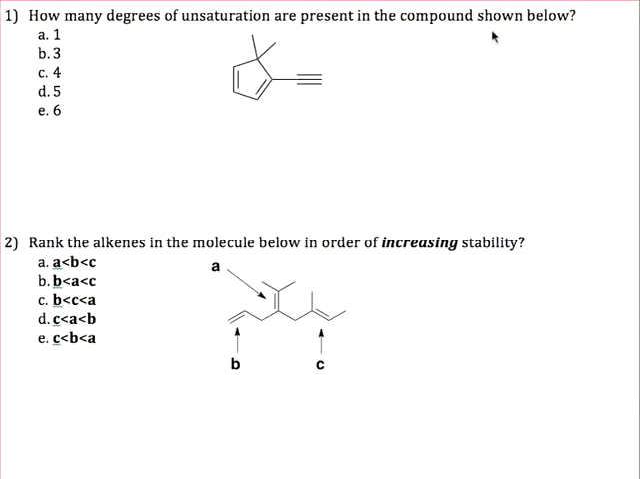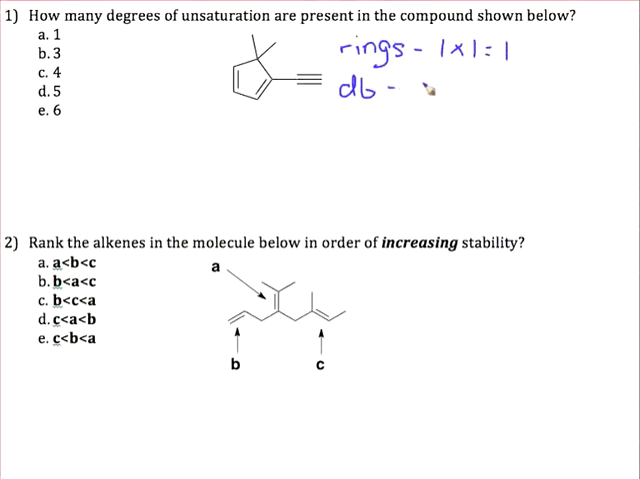The first question asks us about calculating the degrees of unsaturation. To do this, you have to know that for the unsaturations we look at rings, double bonds, and triple bonds. So rings count as 1 degree of unsaturation. So we have one ring, which counts for 1 degree of unsaturation, which gives us 1 degree of unsaturation from the ring.